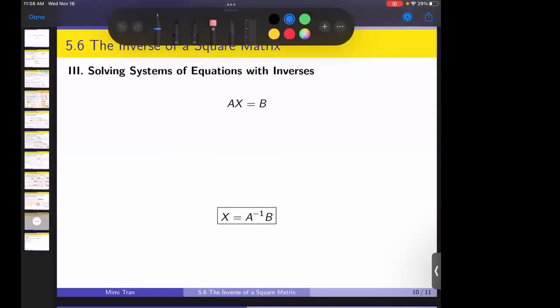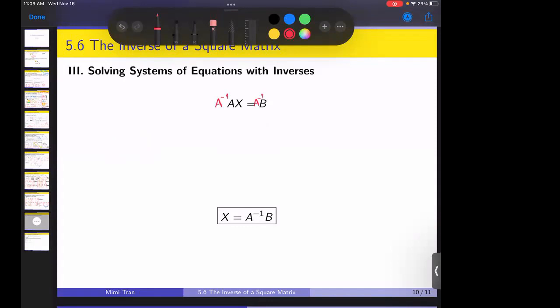If I want to solve for X, what should I do? Careful. We cannot divide a matrix. But what do we have to cancel the A? The A inverse, right? We can't divide, but we have the A inverse. So we can multiply both sides by A inverse.